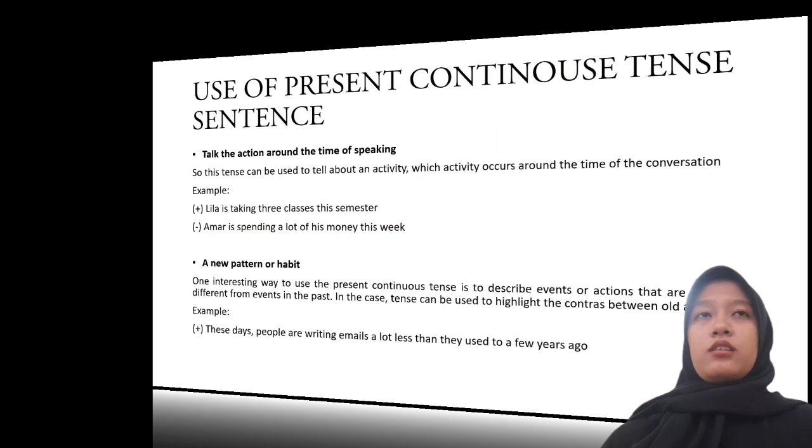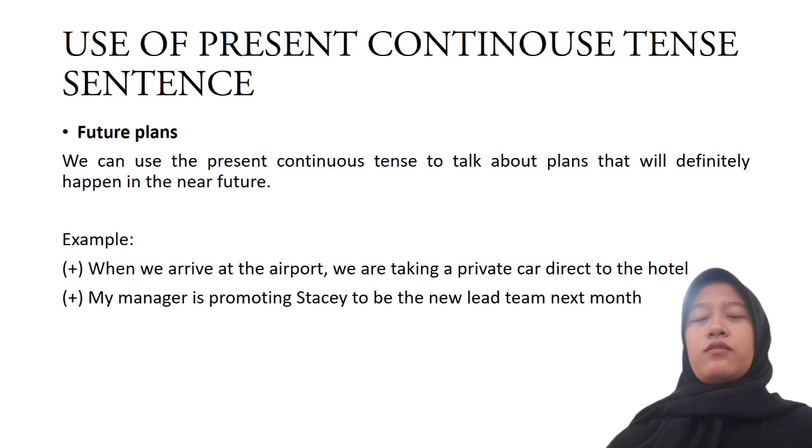Use of present continuous tense sentence for future plans. We can use the present continuous tense to talk about plans that will definitely happen in the near future. Example, when we arrive at the airport, we are taking a private car direct to the hotel. My manager is promoting Satyaj to be a new team lead next month.